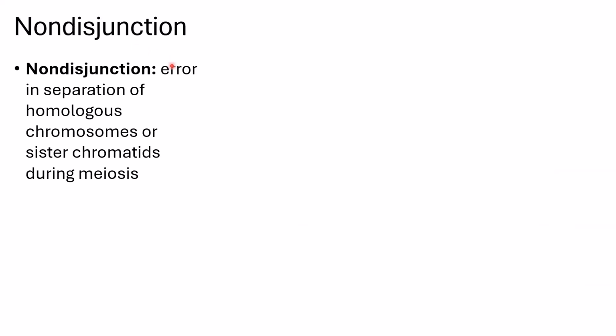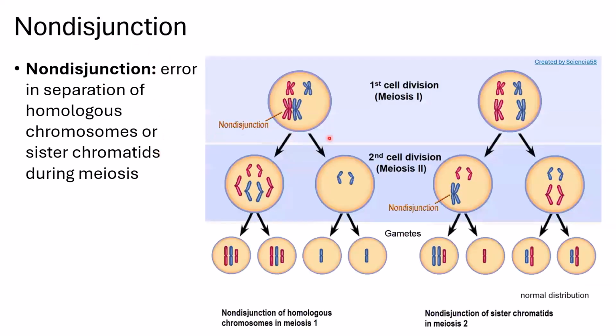Sometimes errors occur in the separation of homologous chromosomes or sister chromatids during anaphase 1 and 2. This results in non-disjunction. If non-disjunction happens during meiosis 1 and a pair of homologous chromosomes fails to separate, this results in one cell having an extra copy of a chromosome and another cell missing a copy of a chromosome at the end of meiosis 1.